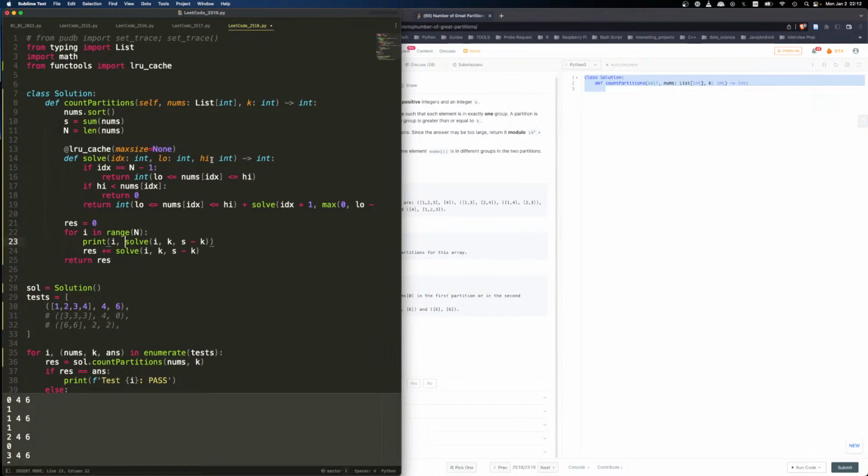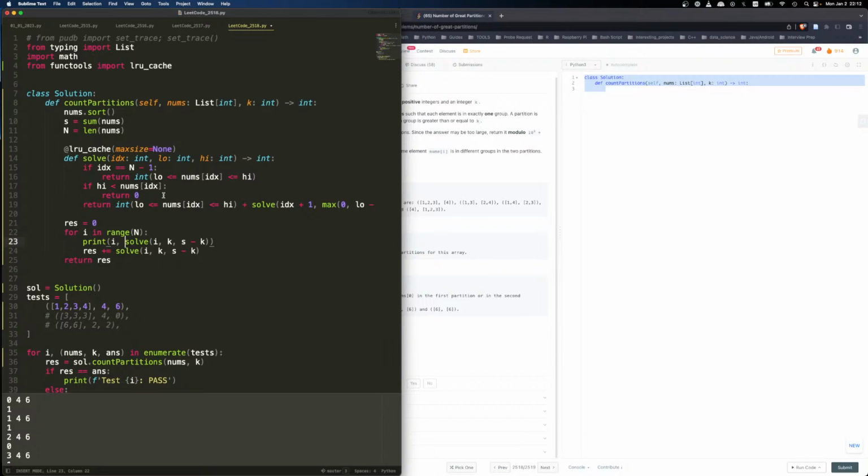Alright, let me just go through it. So we pass in index 0, we need 4 to 6. Okay, high is 6. No, so we try myself. Myself doesn't work, so we're going to have to solve index plus 1. So from 2, oh, I see, it's from 2 to the end.